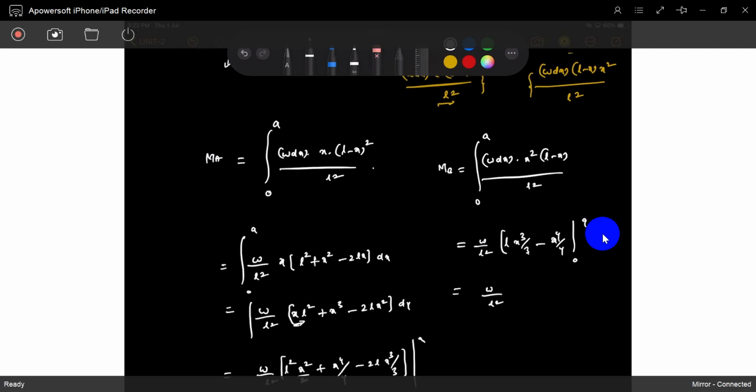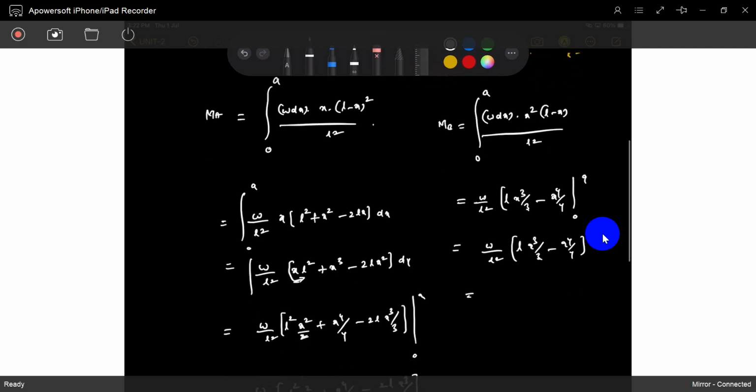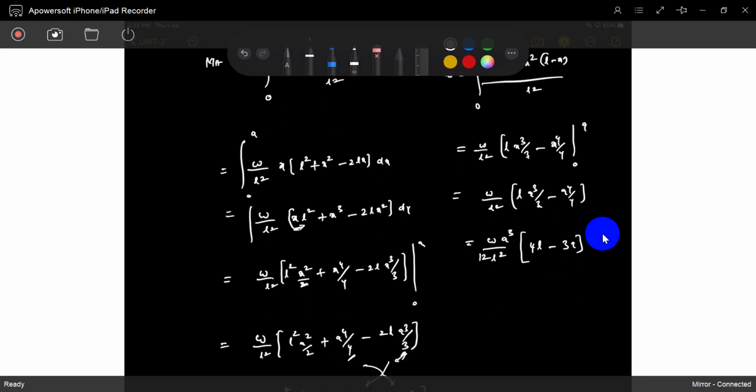W by L square, L A cube by 3, A power 4 by 4. That's it. So same thing: W by L square. A square is common. Not A square, A cube is there now. Why not? I will choose A cube. And also 12 common. To put, it's 4L minus 3A. That's it now. That is MB.